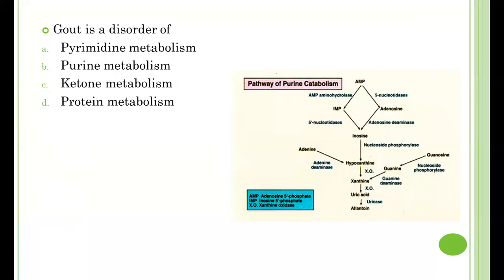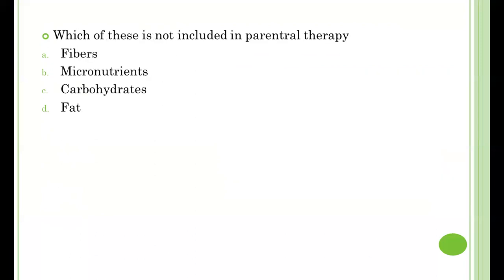The next question is gout is a disorder of: the options are pyrimidine metabolism, purine metabolism, ketone metabolism, and protein metabolism. So the correct option is option B, purine metabolism.